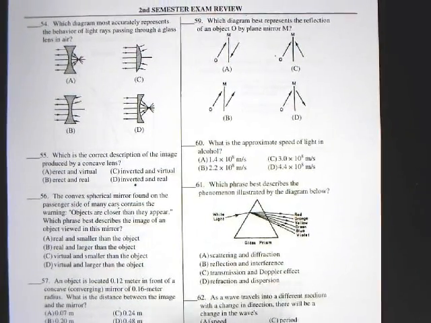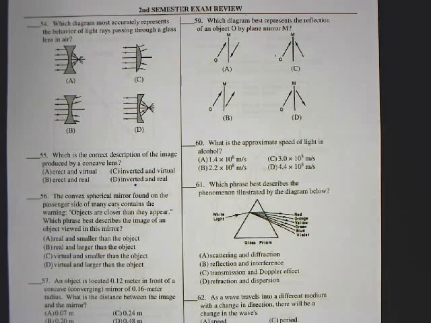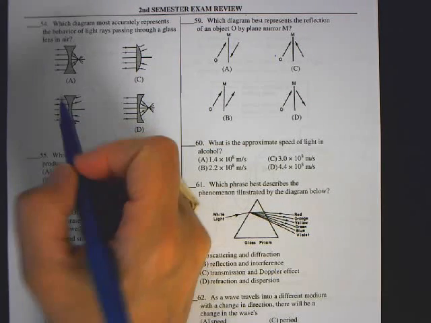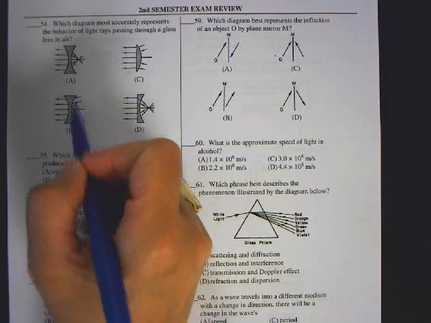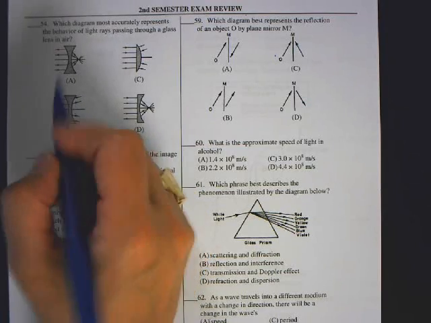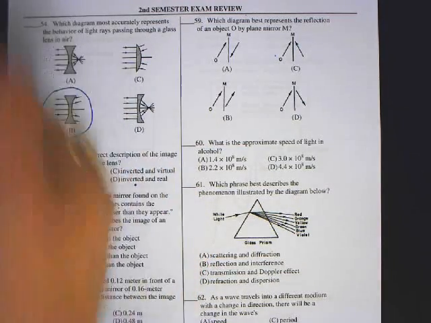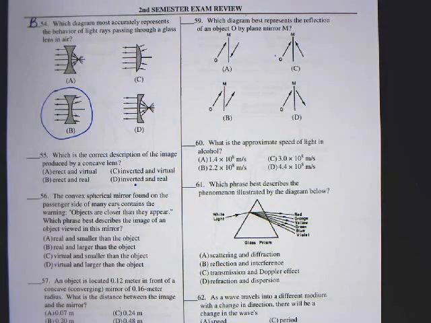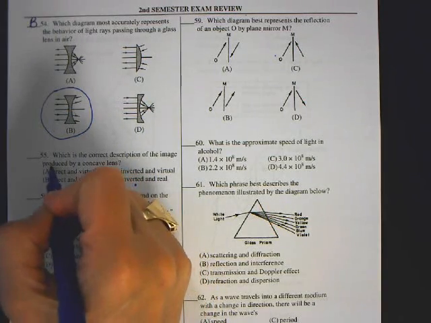All right, number 54. Which diagram most accurately represents the behavior of light rays passing through a glass? So again, as it goes through, when it goes through here, they're going to spread out. They're going to diverge. Number 55. Which is the correct description of the image produced by a concave lens? So, erect and virtual.